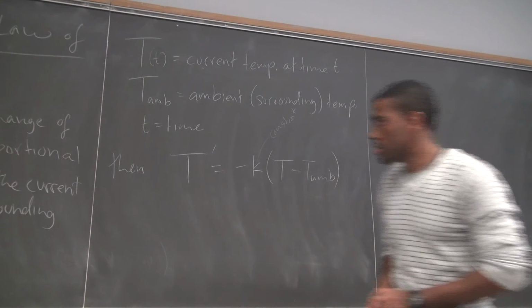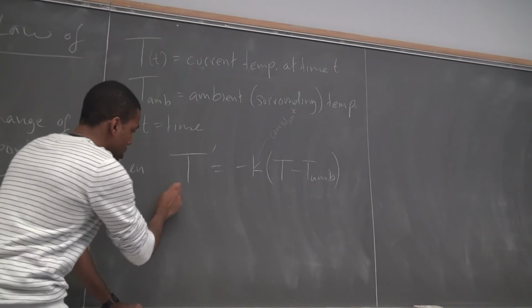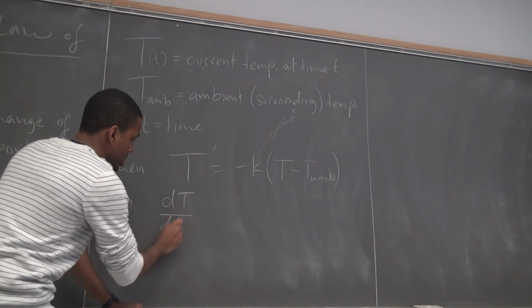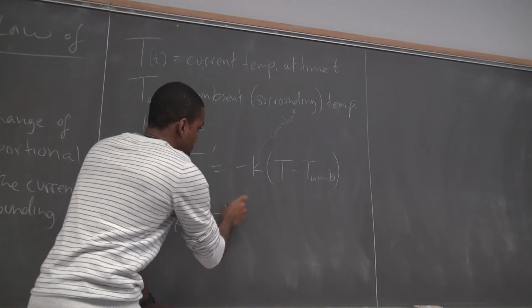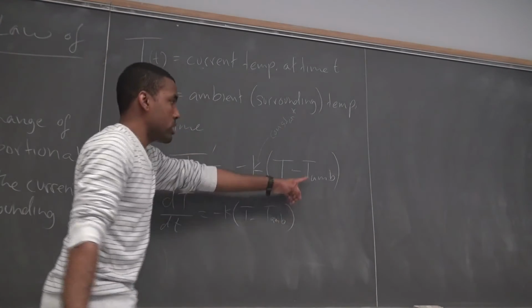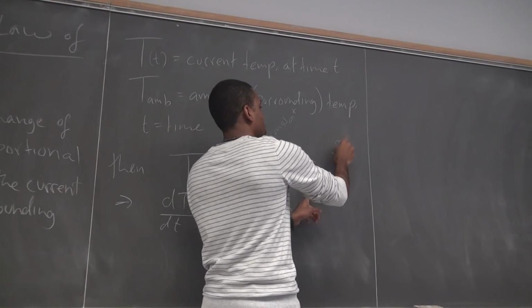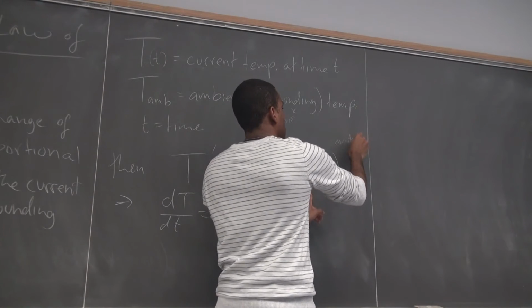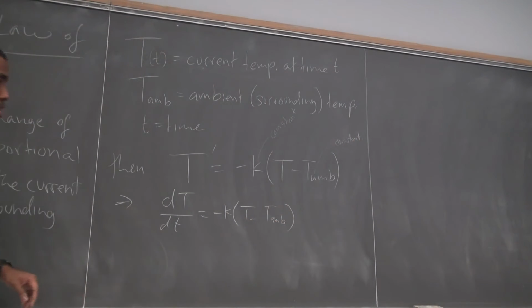Right, it's separable, right? This side here is dT/dt equals minus k(T minus T_A and B). Right, this is assumed to be constant as well. Otherwise, it becomes a lot more difficult.